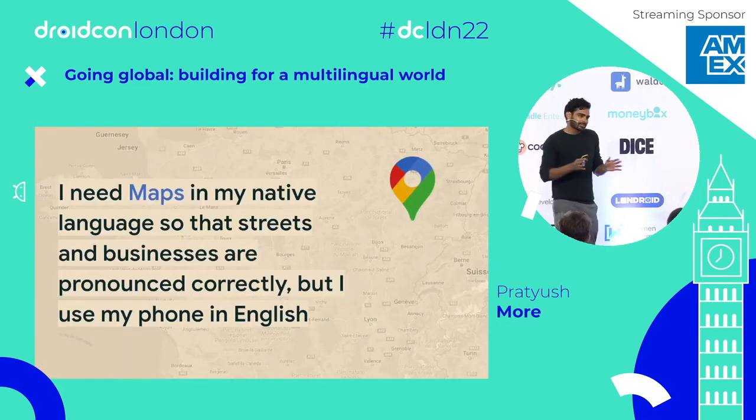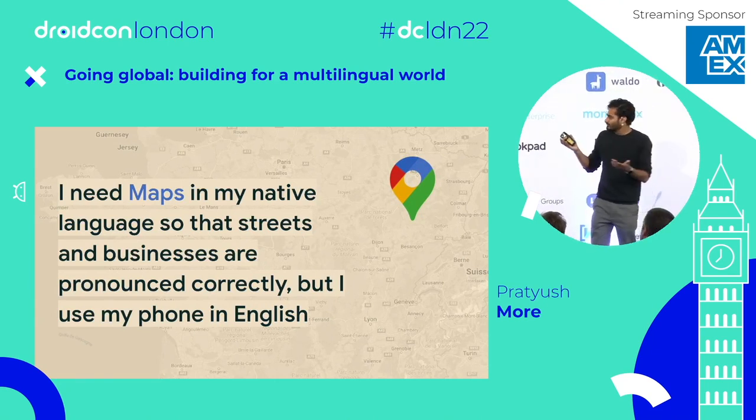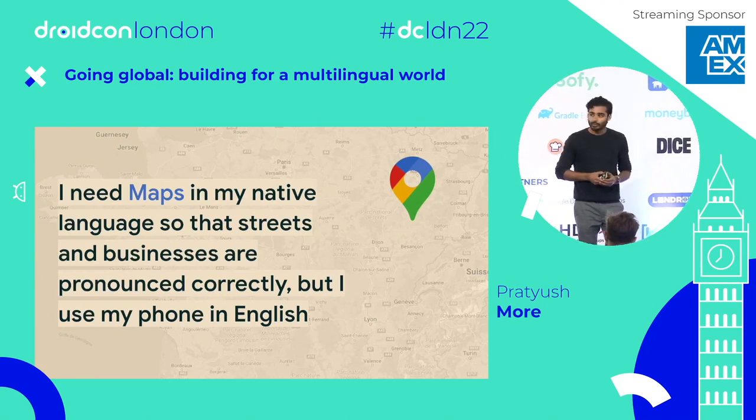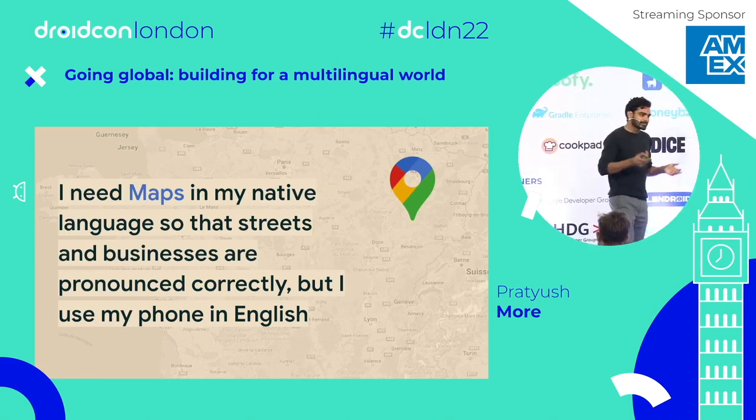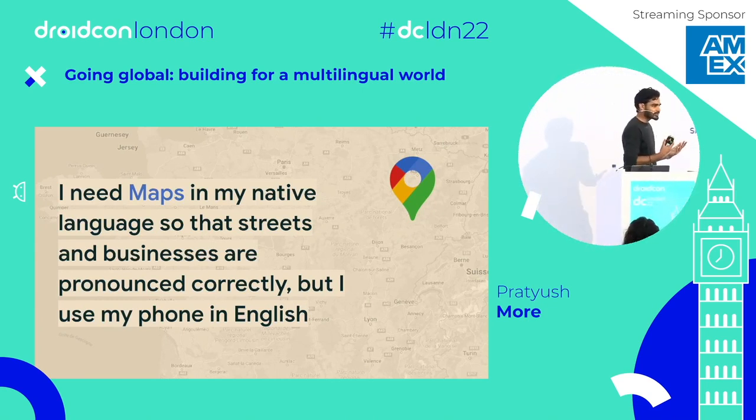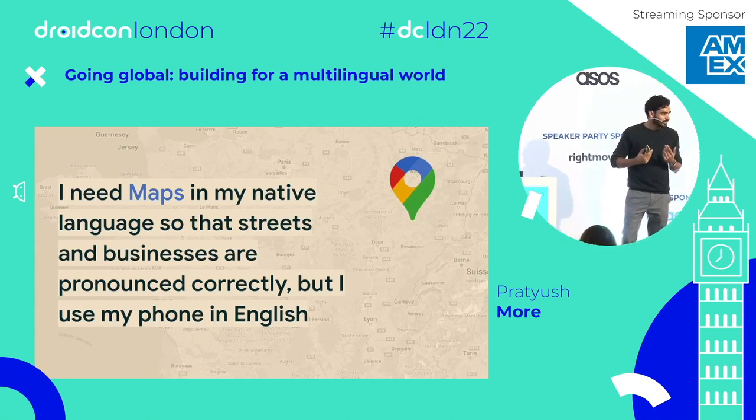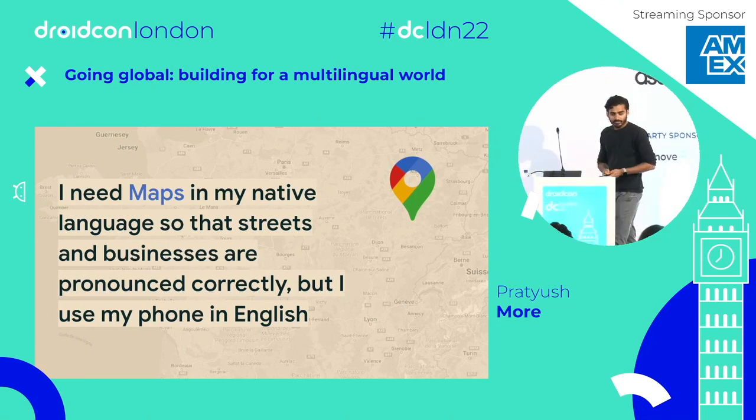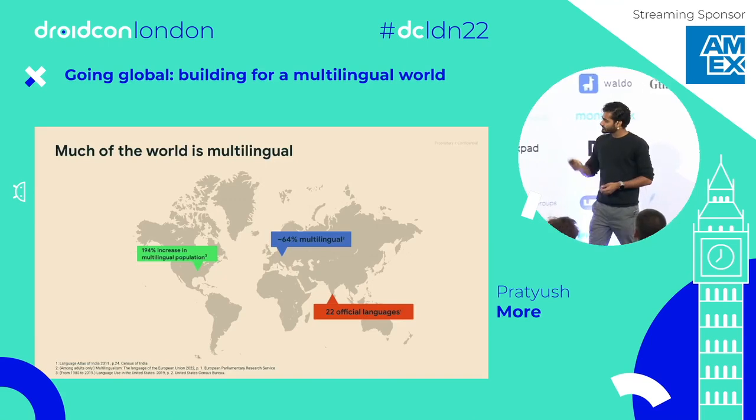As it turns out, it's not just people who are learning a new language who have such use cases. A lot of multilingual users have the same use cases. So this is one we've heard in particular. For example, in the Netherlands, where people want to use maps in their native language because they want the street names in businesses to be pronounced correctly. But they still want their phone in English because they're used to using their phone in English. So a lot of multilingual users have such user journeys.